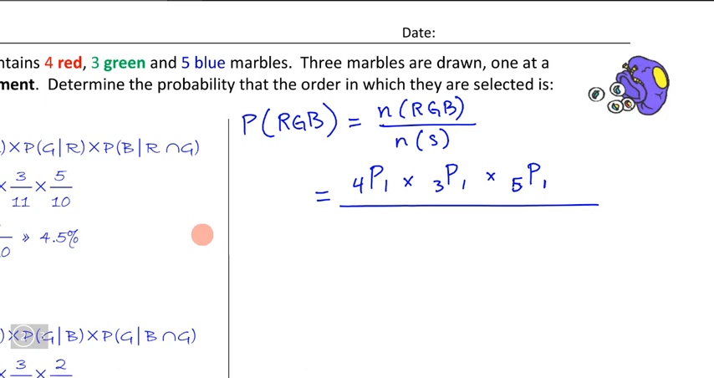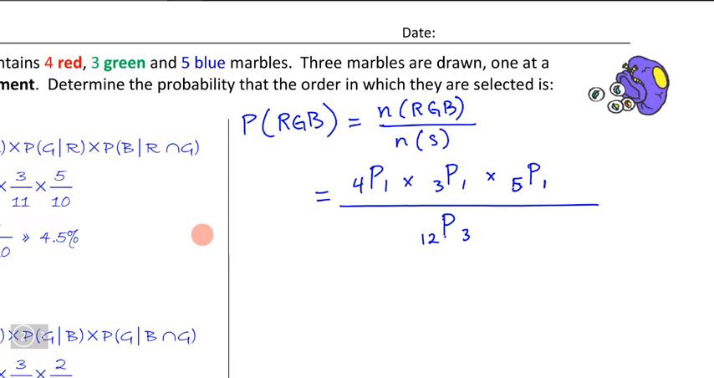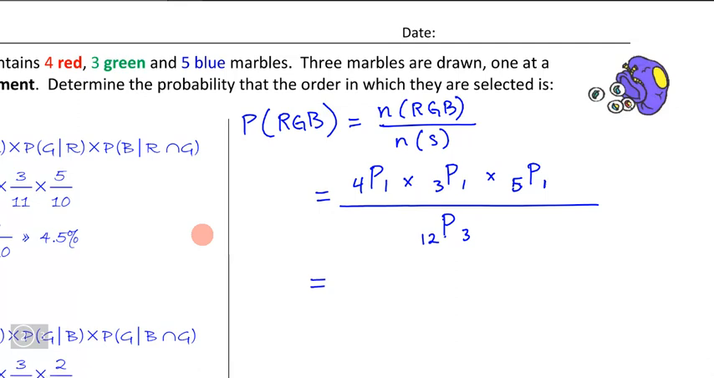So what are the possible outcomes? Well, the whole problem is about me drawing 3 marbles. So I'm finding the arrangements of 3 items given how many marbles in total? 12. 4 plus 3 plus 5 make 12. So I have 12 marbles and I'm choosing 3. I'm arranging 3 of them. So that's how I set up the problem using permutations.